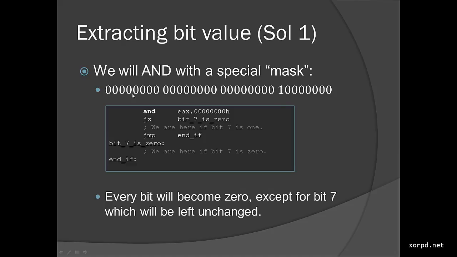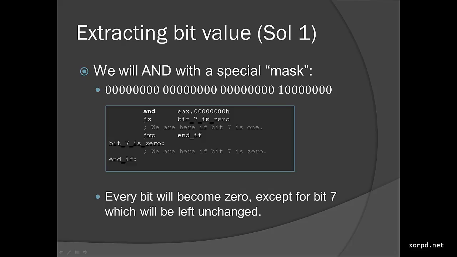We don't want to write all those digits, so we can just write it as a hexadecimal number in this form. This number equals this number. And then we use the AND instruction. As a result, we are going to have two options. Either we get this number as a result, or we get the 0 number. It only depends on bit number 7. So if bit number 7 was 1, we get this number. If bit number 7 was 0, we get 0.